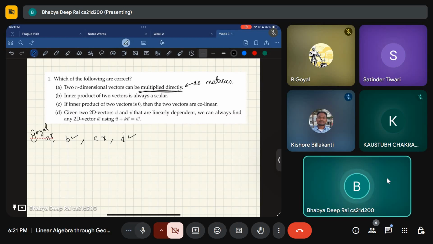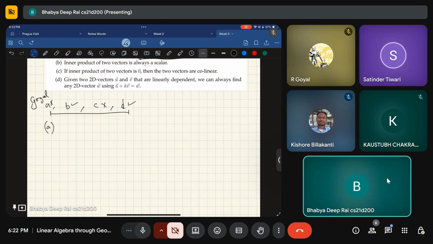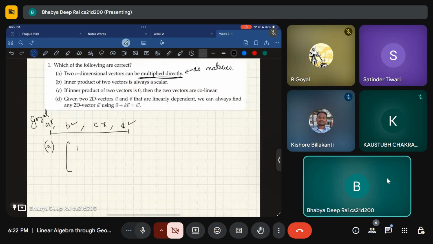If I'm writing n-dimensional vectors as matrices, column wise, say one, two, three, and four, five, six, that will be n cross one, so this is three cross one, and this is also three cross one. But I can't multiply this. Matrix multiplication is not defined here because the number of columns is different than the number of rows. So I can't multiply two vectors directly. So A is incorrect.